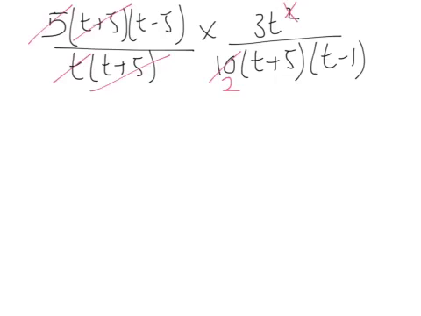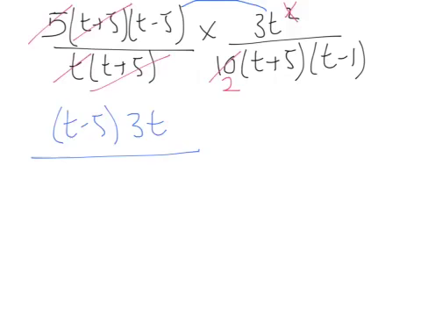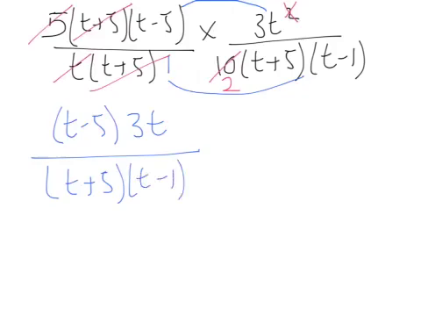Okay, so now I've done my factorising, I've done my cancelling, I'm going to times out the tops. What I'm left with on the top is t minus 5 times 3t. What am I left with on the bottom? There would be a 1 in there from everything being cancelled out. So 1 times the bottom gives me t plus 5, t minus 1. Okay, that's it. Done.